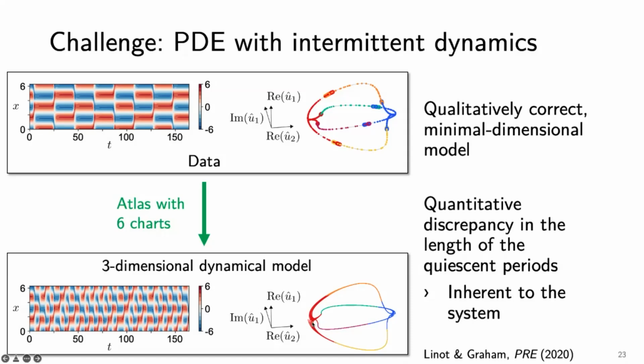So this is something that we believe you'd basically get this sort of behavior with any technique that you use to learn a dynamical model. But in any case, we do get this qualitatively correct and nearly quantitatively correct dynamical model that's minimal dimensional, so just 3-dimensional in this case.